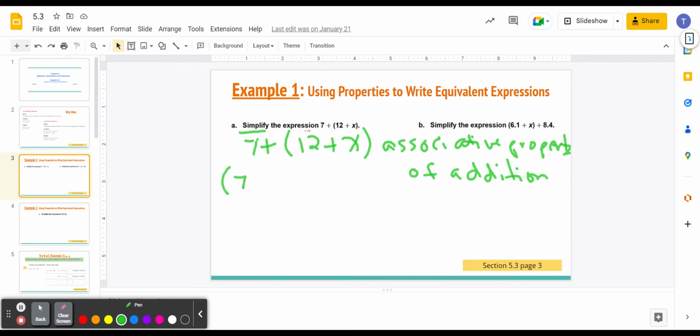Because we're doing associative property of addition, you're changing the grouping, the parentheses. So you're now going to have 7 plus 12 in parentheses, and then you're having plus x on the outside. Our 7 is still in the same spot. Our 12 still in the same spot. All right, so here's my mouse. The 7 is in the same spot. The 12 is in the same spot. The x is in the same spot. Okay, but the only thing that moved was the parentheses.